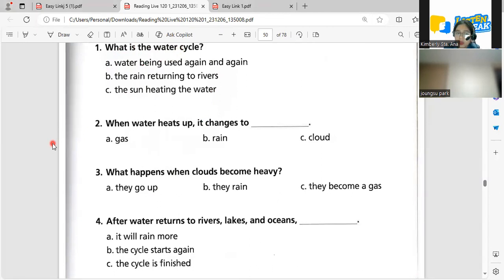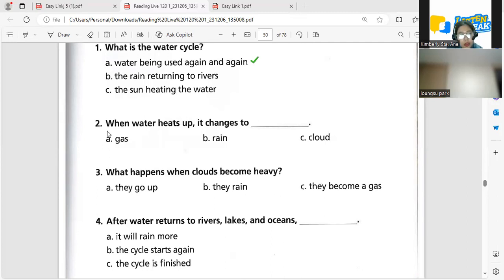The sun hitting the water. No. The water cycle is water being used again and again. Yes, because it's a cycle. It happens every time. It repeats the same thing again and again. That's how we have a lot of water around us.